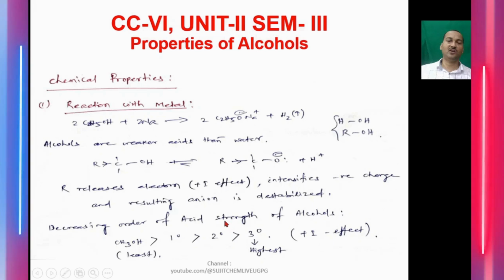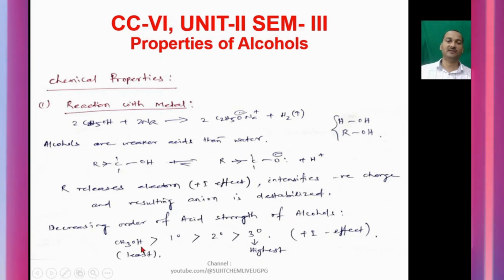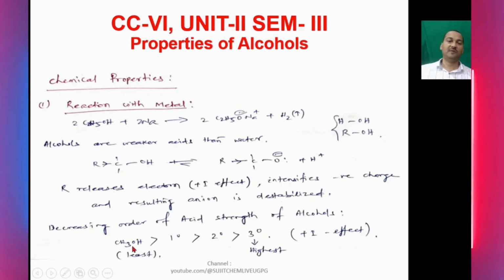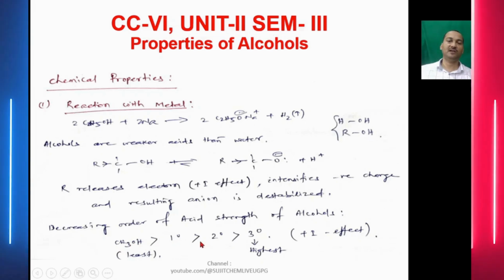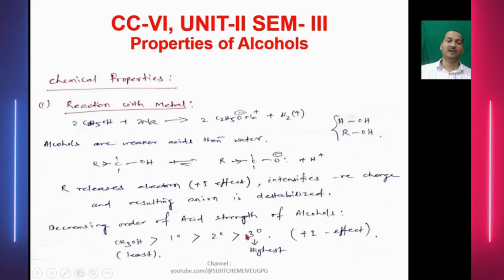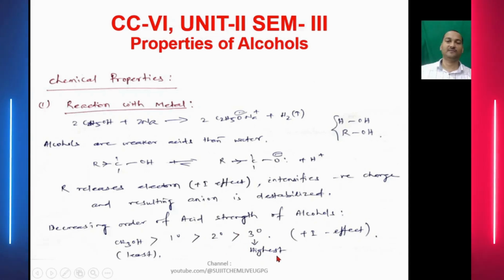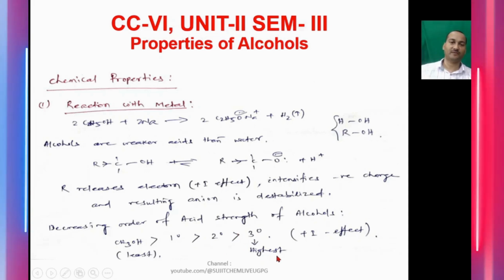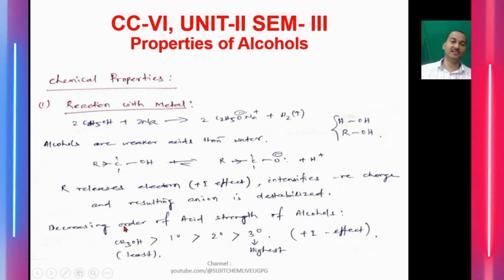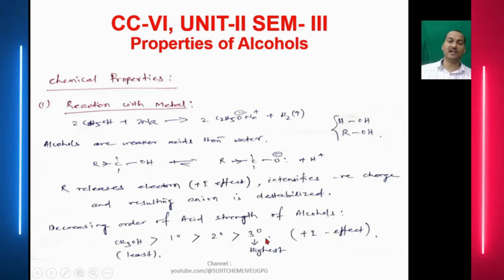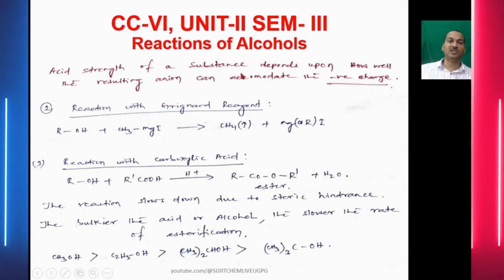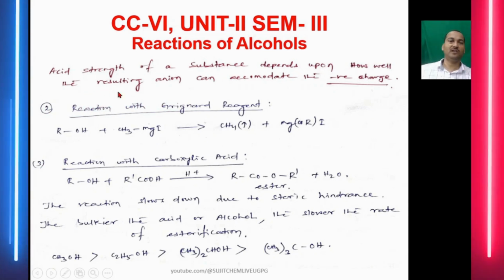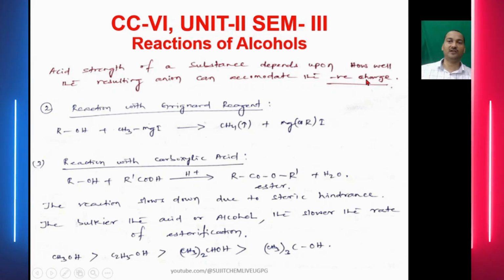Hence the decreasing order of acid strength of alcohol is methanol greater than primary, greater than secondary and greater than tertiary. So this is the decreasing order. So tertiary alcohol is the weakest. Acid strength of a substance depends upon how well the resulting anion can accommodate the negative charge.